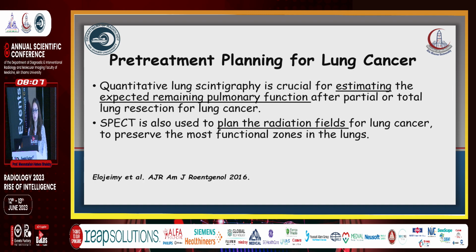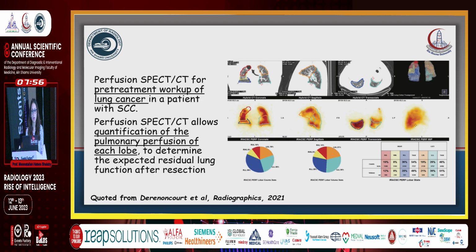Quantitative lung scintigraphy is also crucial for estimating the expected remaining pulmonary function after pneumonectomy or total lung resection for lung cancer. SPECT is also used to plan the radiation fields for lung cancer to preserve the most functional zones of the lungs. This is a workup of a lung cancer patient.